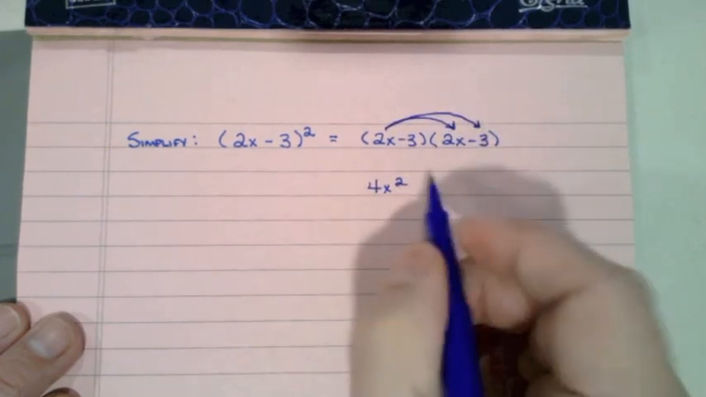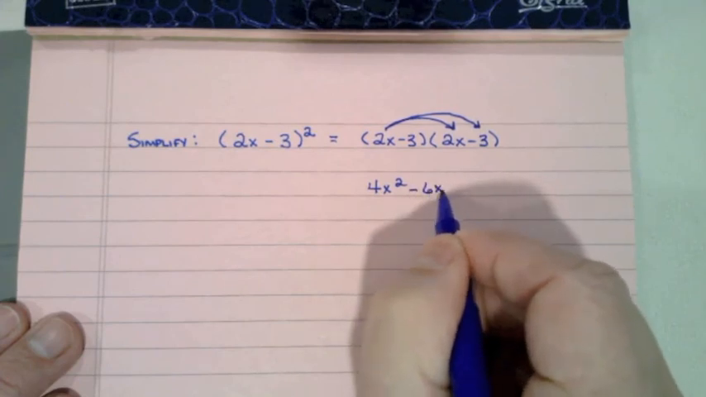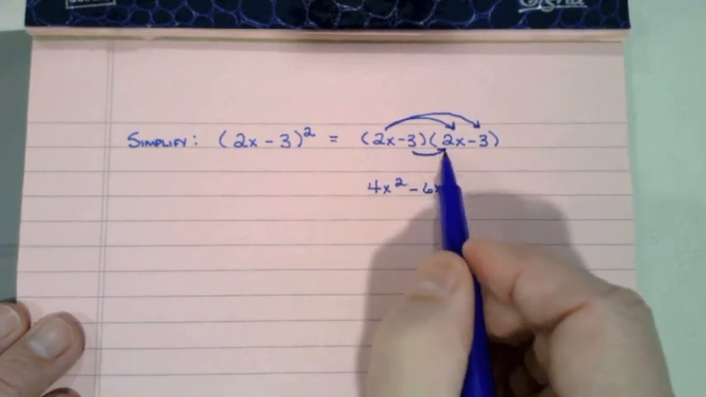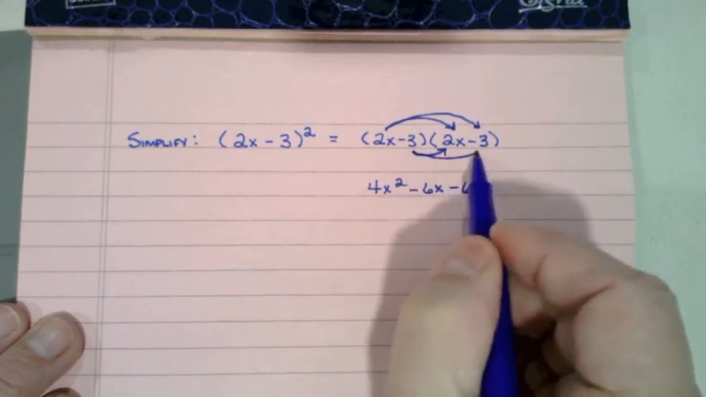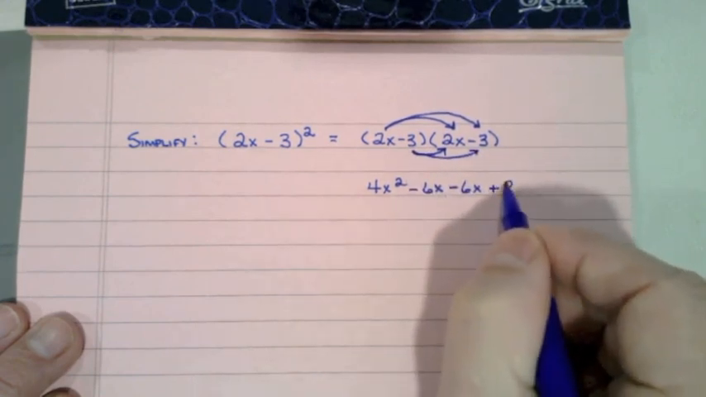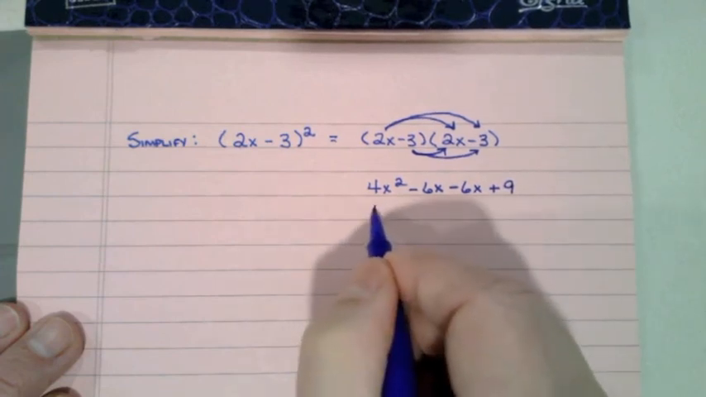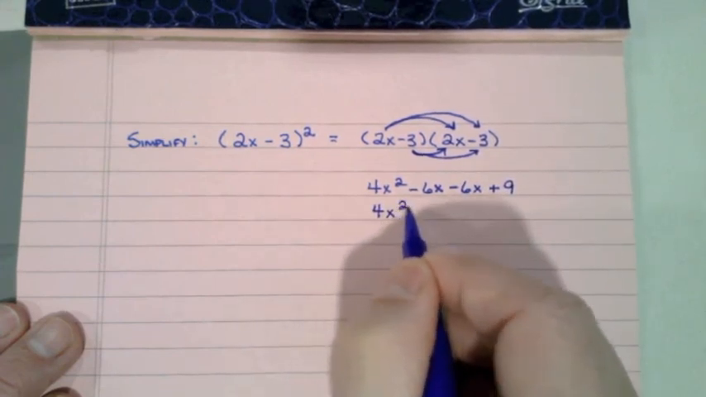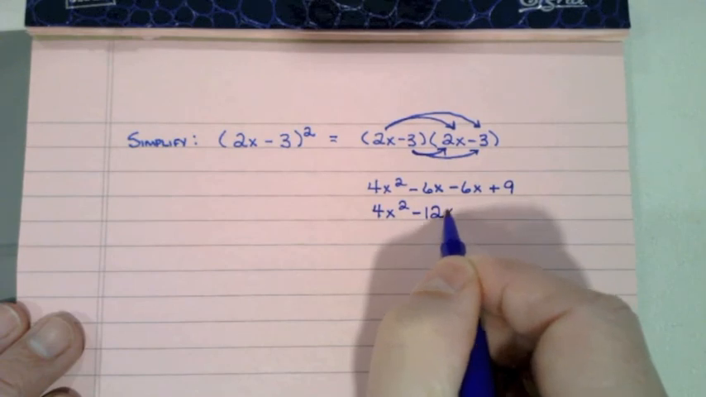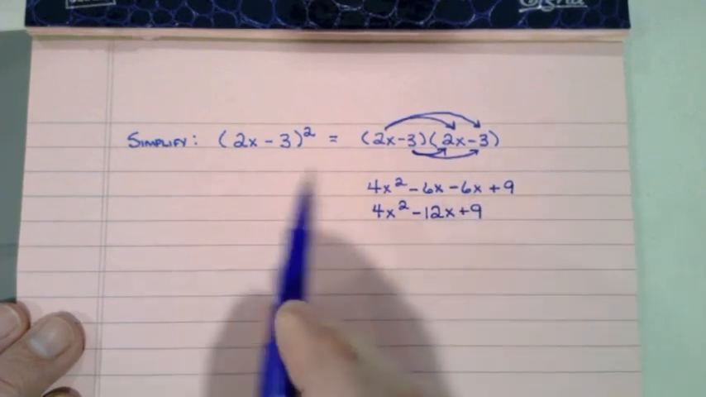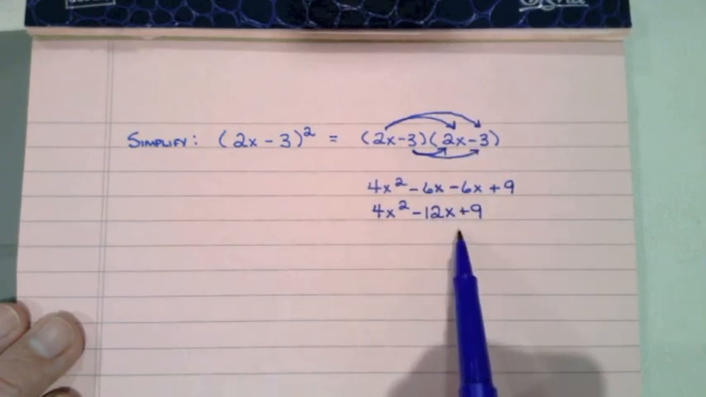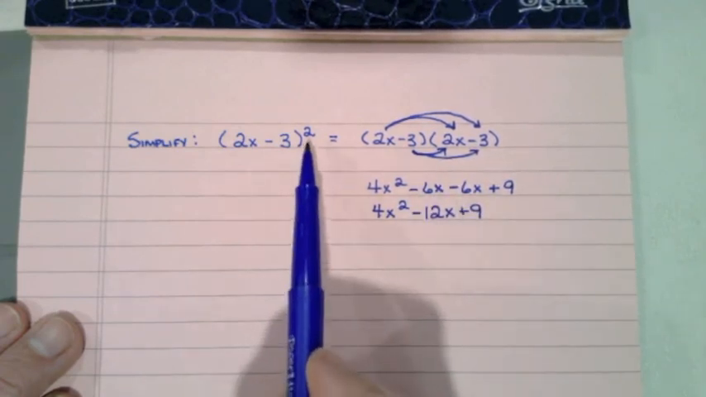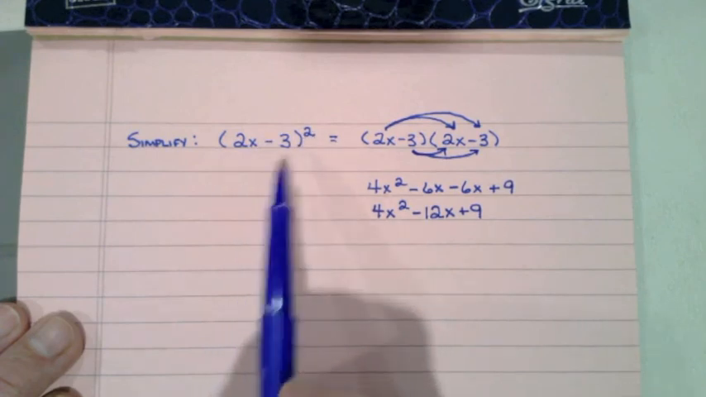2x times negative 3, negative 6x. Negative 3 times 2x, negative 6x. And a negative times a negative is a positive 9. I can combine those middle terms together and get negative 12x. So when a binomial is squared, write it out twice so that you can get the correct answer, because the trick of multiplying exponents together only works if this is a monomial.